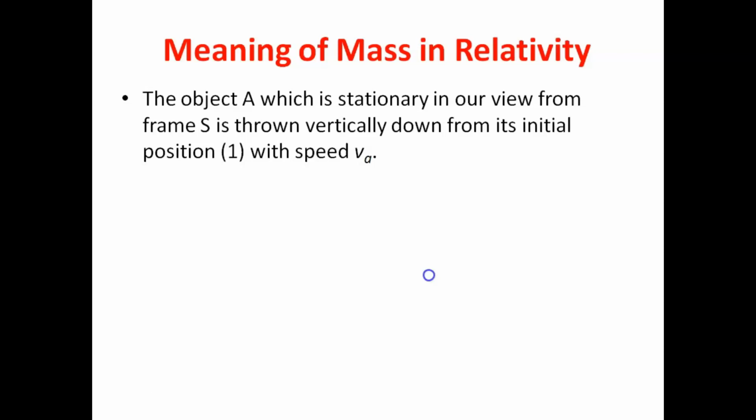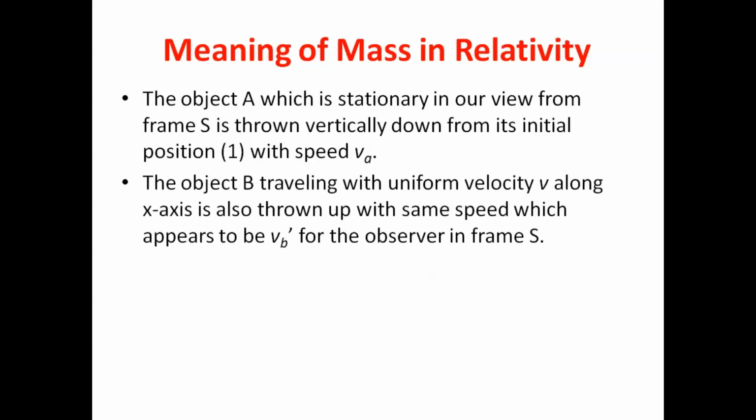with velocity va. This suffix a merely reminds me that the velocity is associated with the object A. The object B is traveling with uniform velocity v along the x-axis and is thrown up at the same time with the speed vb dash. The dash indicates that the speed is being measured by the observer in frame S dash. It is related to the object B.